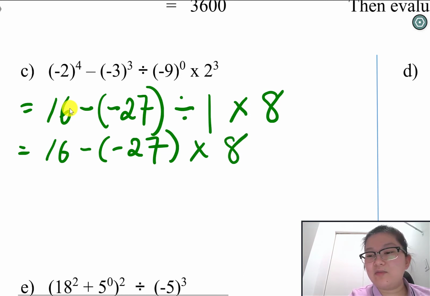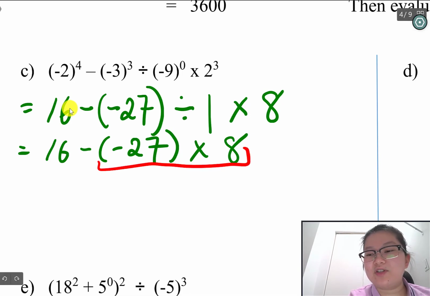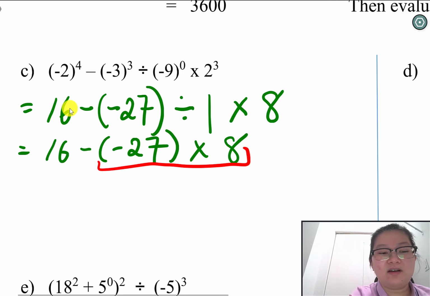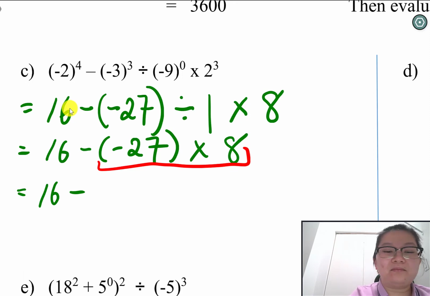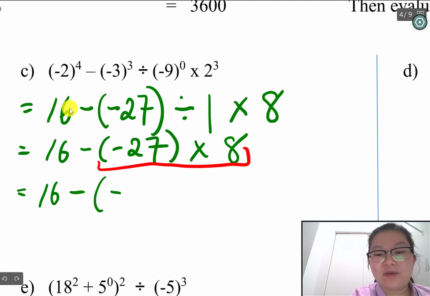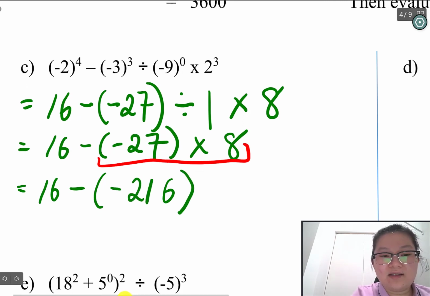So next up, what we have is this. That's the next step, which is multiplying. And notice I didn't have a negative sign included in there, so that's just 16 minus whatever 27 times 8 is going to be, which we know is going to be negative. So this is going to be 216, if I did the math correctly. Okay, and then bracket this off.